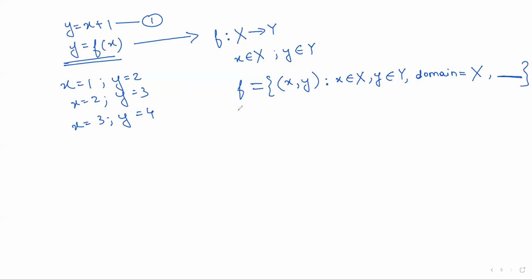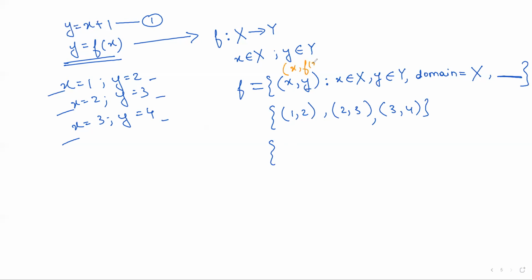This is a function. In the practical example, for different values of x, we get different values of y. Say you write these as 1, 2, 2, 3, 3, 4. This can be y instead of y. We can also write it as x, so f of x.